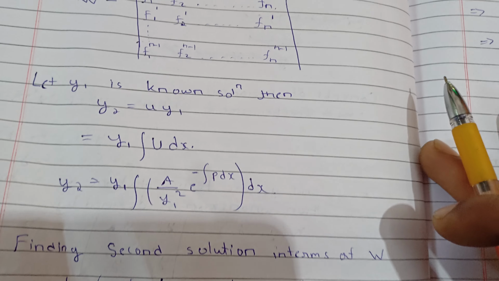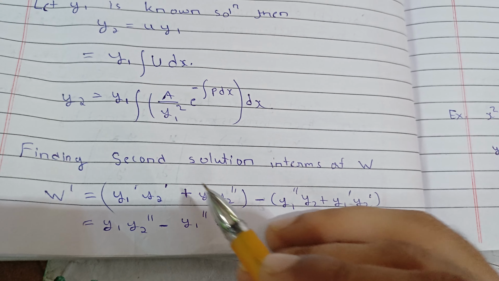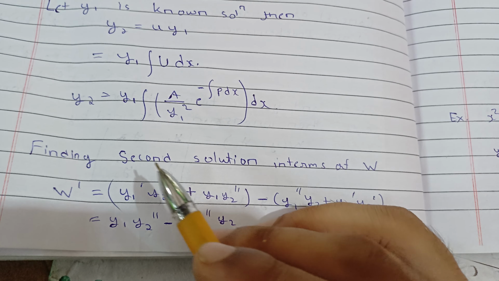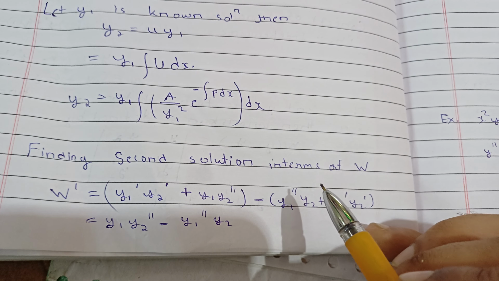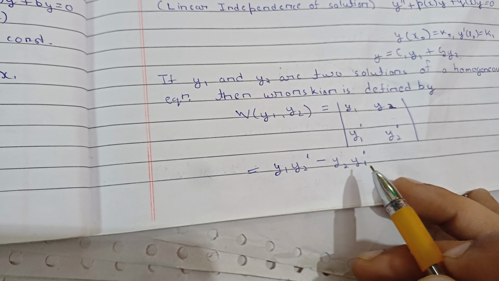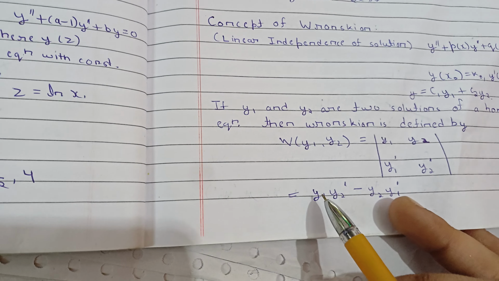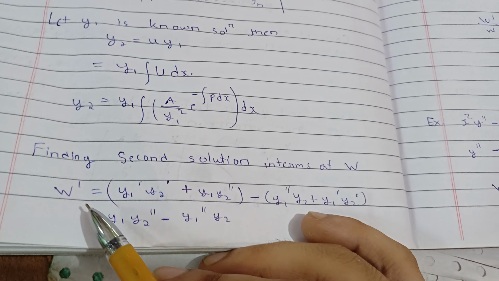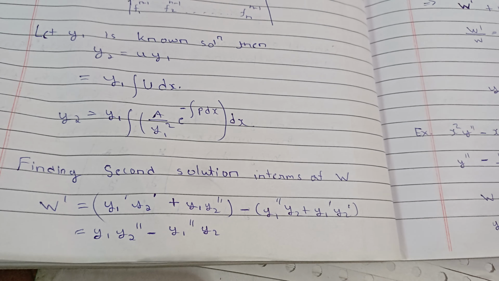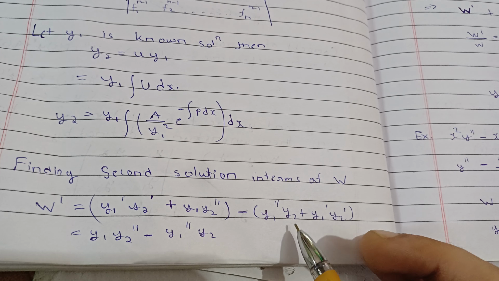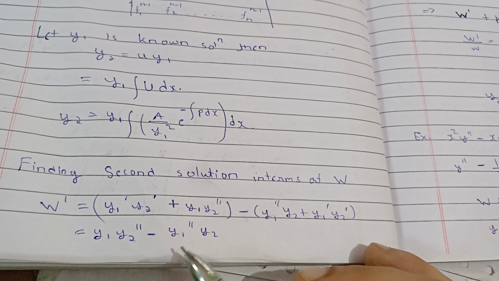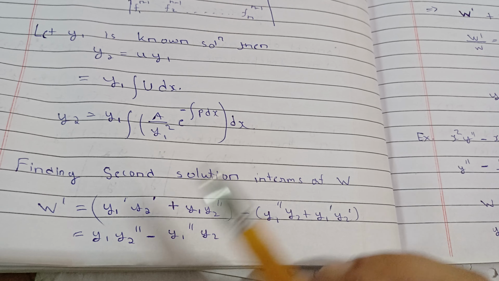Now let's see how the Wronskian helps us here in finding the second solution in terms of W. How can we do that? We know the formula of the Wronskian, that is y1 y2 dash minus y2 y1 dash. Let's differentiate W. If you differentiate this using the product rule, you will get this kind of equation. W dash will be this minus this. So now you have the expression for W dash, and you already have W. Now let's see this equation.